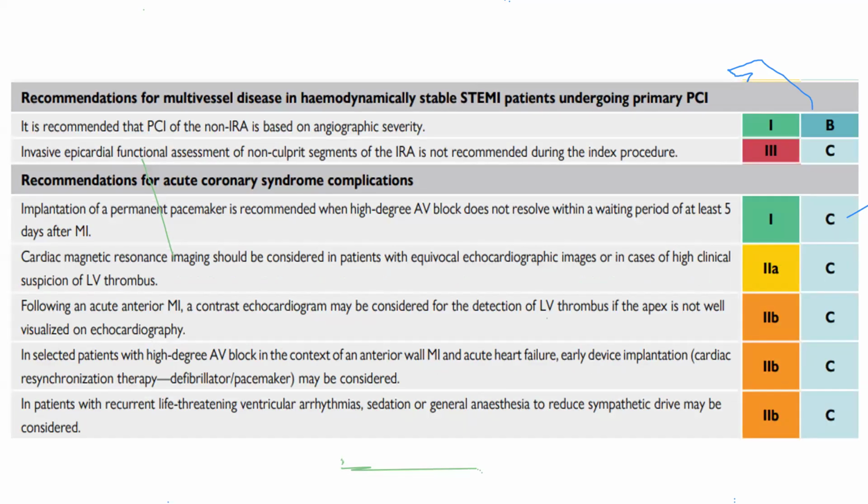Now, recommendations for multivessel disease in hemodynamically stable STEMI patients undergoing primary PCI. It is recommended that PCI of the non-infarct related artery is based on angiographic severity, which is obvious. If you have stented the infarct related artery or the culprit vessel, you are done with that, and you want to stent a non-culprit vessel, obviously you should look at the significance of that vessel, and not just stent because you've seen obstructive disease of at least 50%.